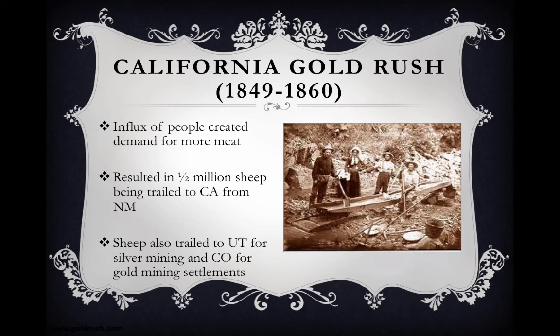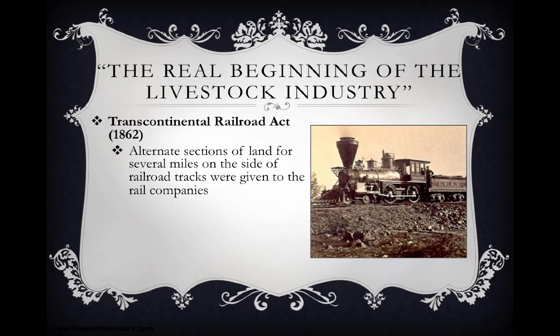And then we also saw quite a few sheep being trailed north to Utah, where there was a large amount of silver mining going on, and also to Colorado, where they were setting up gold mining settlements as well.